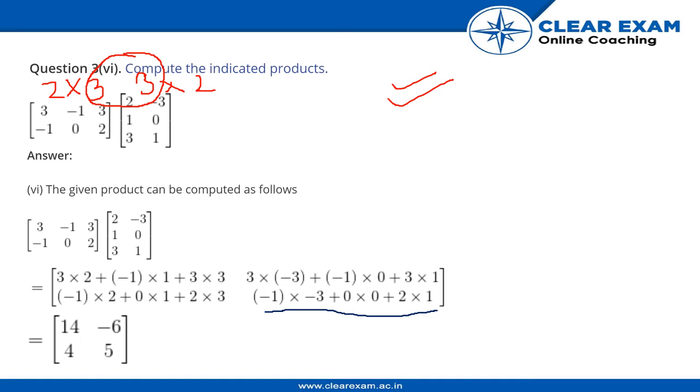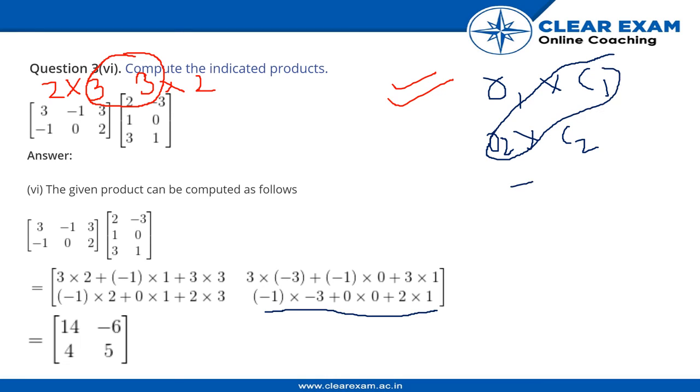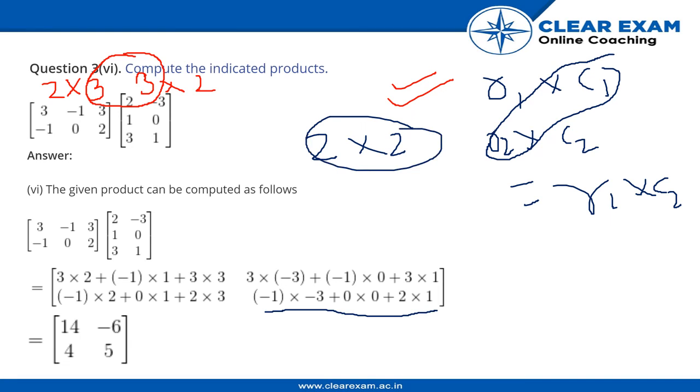One thing to remember is that suppose the order of the first matrix is R1 into C1 and the order of the second matrix is R2 into C2. Provided that C1 is equal to R2, then our resultant matrix will be of the order R1 cross C2. As you can very well see here, our R1 was 2 and our C2 is 2. So our resultant matrix will be 2 cross 2. That's what we are getting here. So now let me show you how to find the last element.